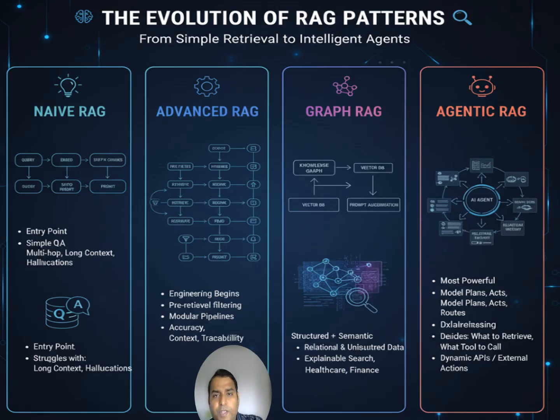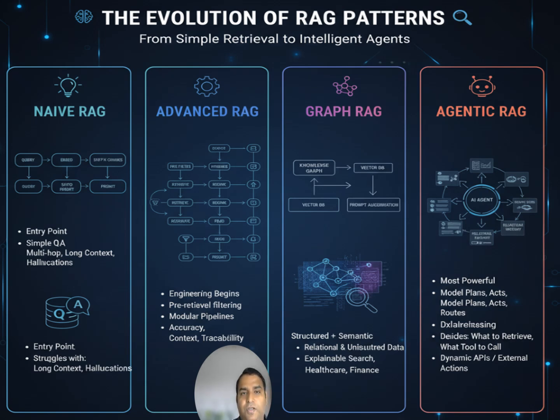Nowadays, it is very important to see how RAG patterns are moving from simple to highly sophisticated. Initially, it was naive RAG, the basic starting point, which involves embedding a query, retrieving relevant text chunks, and fitting them directly into a prompt. While it was very effective for simple Q&A, it struggles with complex tasks like multi-hop reasoning and long context, and is prone to hallucinations.